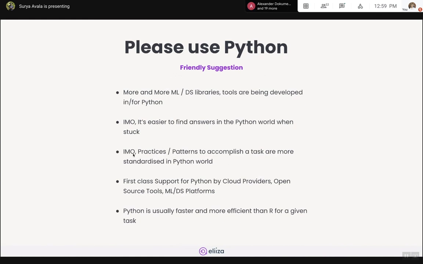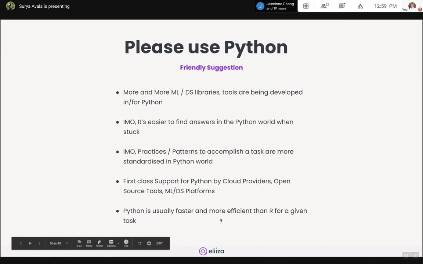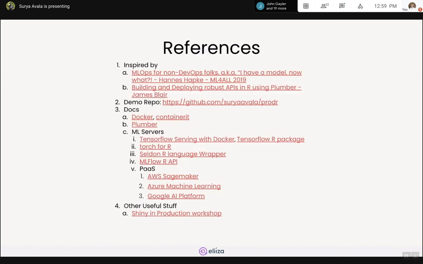That's also my opinion. But at the same time, it's a fact that first-class support for Python is offered by cloud providers, open source tools, and ML and DS platforms. And Python usually tends to be faster and more efficient than R, computationally speaking, for similar tasks. And these are the references.